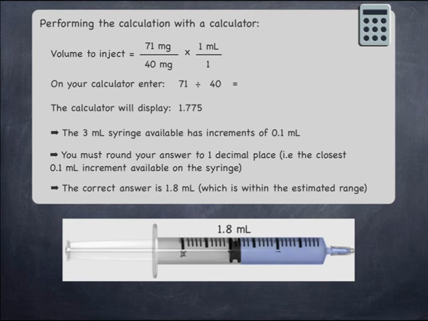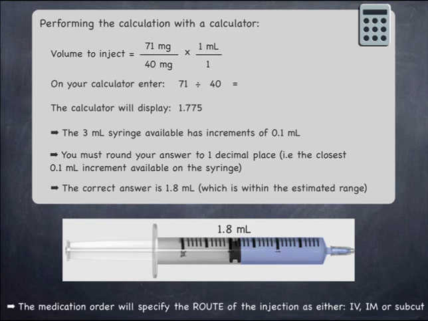1.775 rounded to 1 decimal place is 1.8 mils, which is the required volume to draw up and inject. This also falls within the estimated range of between 1 and 2 mils found earlier. Remember that you must always check the route box on the medication order, which will specify whether to give the injection IV, IM, or subcut.